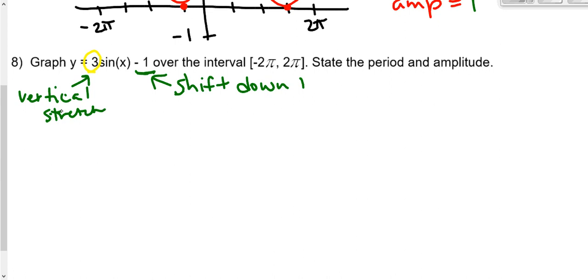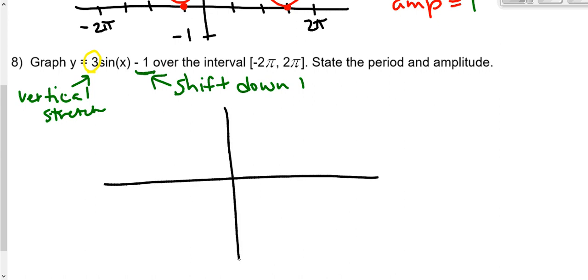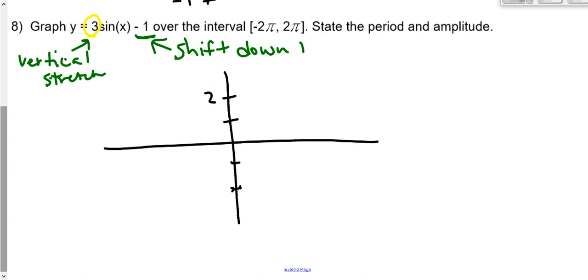So let's plan this then. We have to shift the whole thing down 1, and we have to go 3 times further. So we're going to need more room on our y-axis. I'm going to go up to 2 and down to -4. Put the 2 pi in there, put the -2 pi in there, break those into 4 equal chunks. Notice that I did not change anything horizontally. I just have the vertical shift down 1 and the vertical stretch 3 times as tall. So let's put that midline in place at a height of -1.